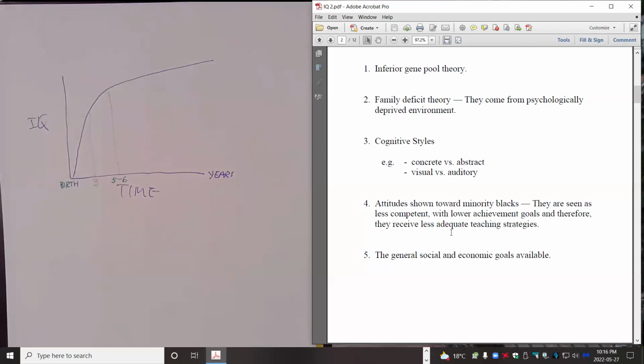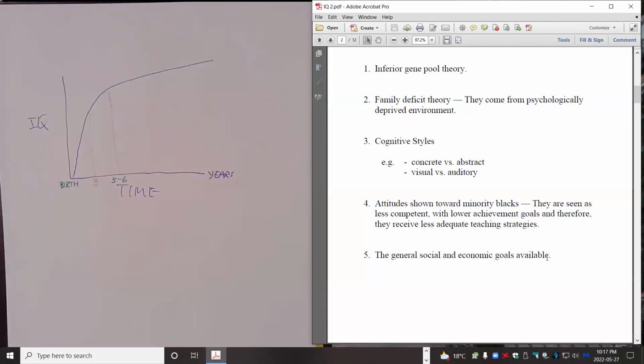And remember the self-fulfilling prophecy? So quite a majority of the Black students just behave in such a way that they fulfill those expectations. All right. So this is due to discrimination. The general social and economic goals available, because of discrimination. This is true. The general social and economic goals available for them are not a lot. And this is very true.